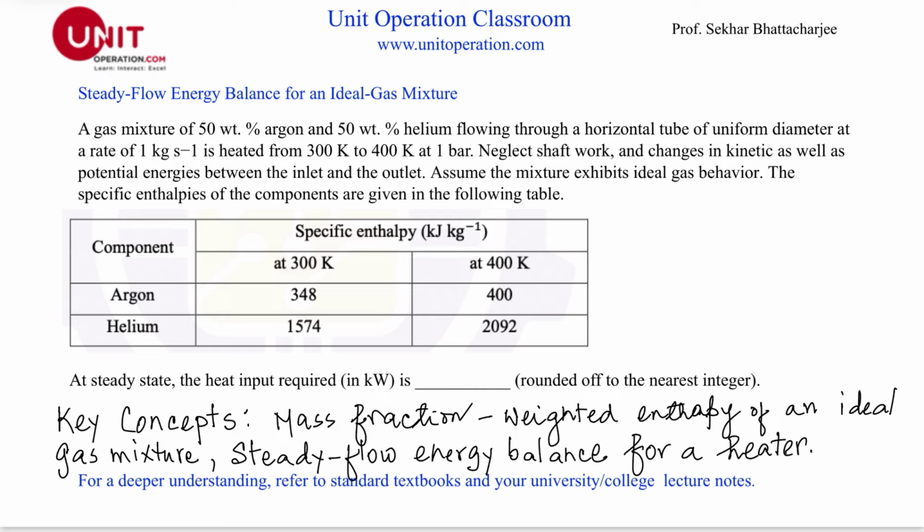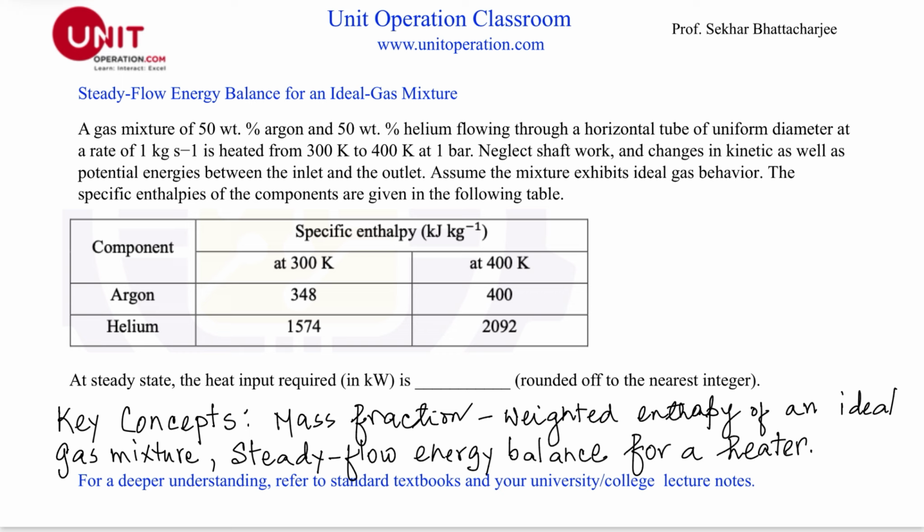A gas mixture of 50 weight% argon and 50 weight% helium. Weight% is the same as the mass percent. Of course, it is very unusual to express the gas phase composition in terms of weight% or mass%. Normally, they're expressed in volume% or mole%. But anyway, this is the problem given.